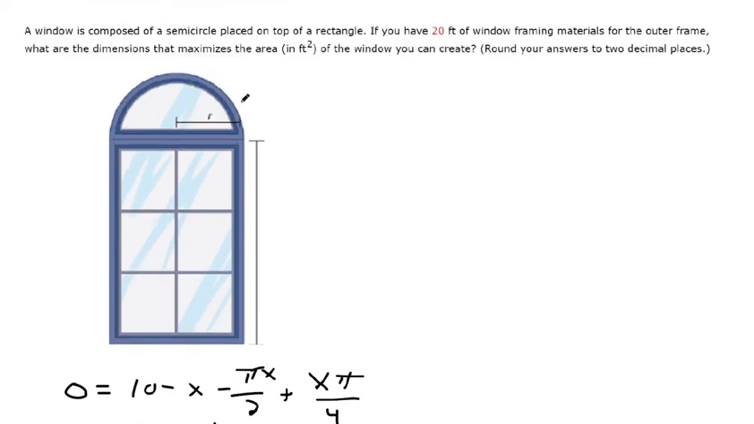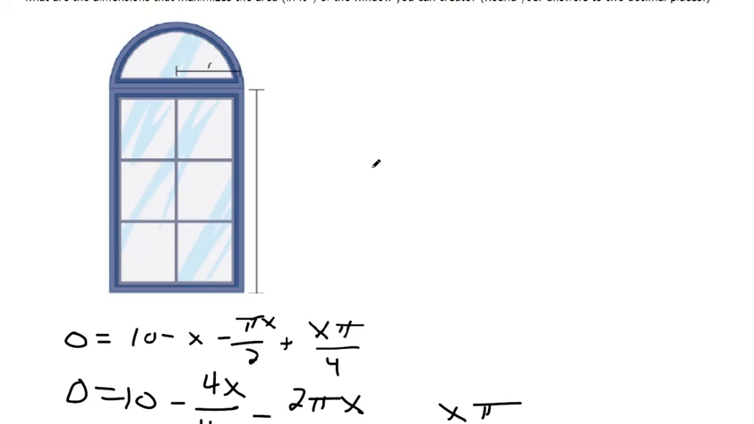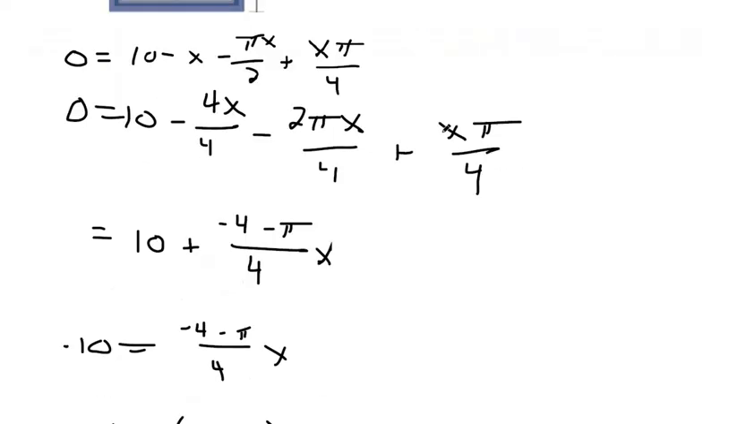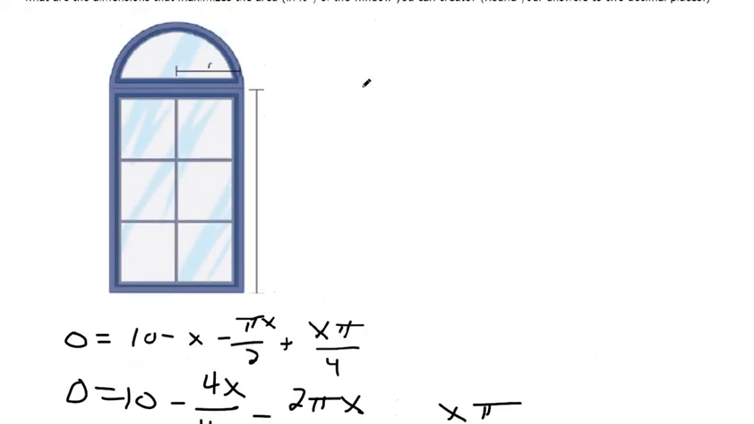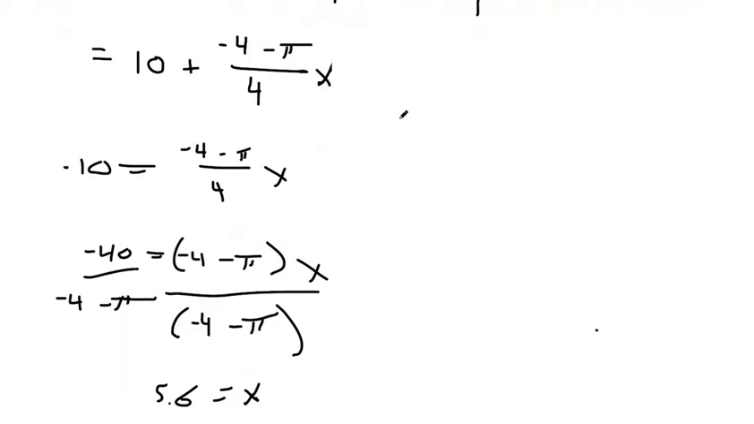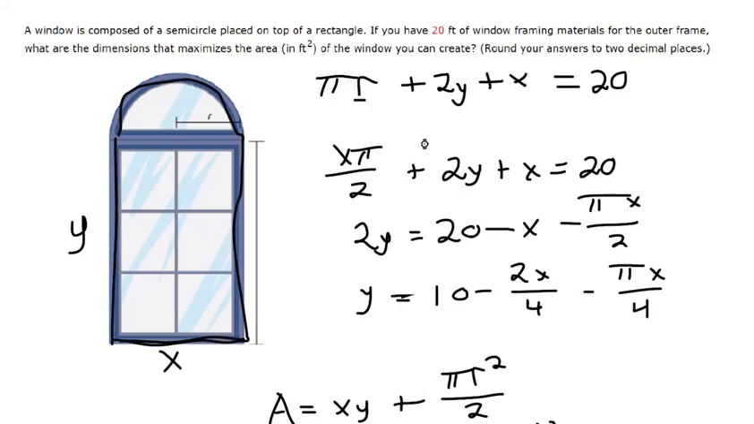The height we said was y, and I accidentally erased what y was equal to. Let me see if I get it back. We rewrote it at the beginning. Oh, and while we're here, we can do the radius. If 5.6 is the width, then the radius is 2.8, because it's just half the width, right? And then here I'll get the function for y back on the screen. There's y.